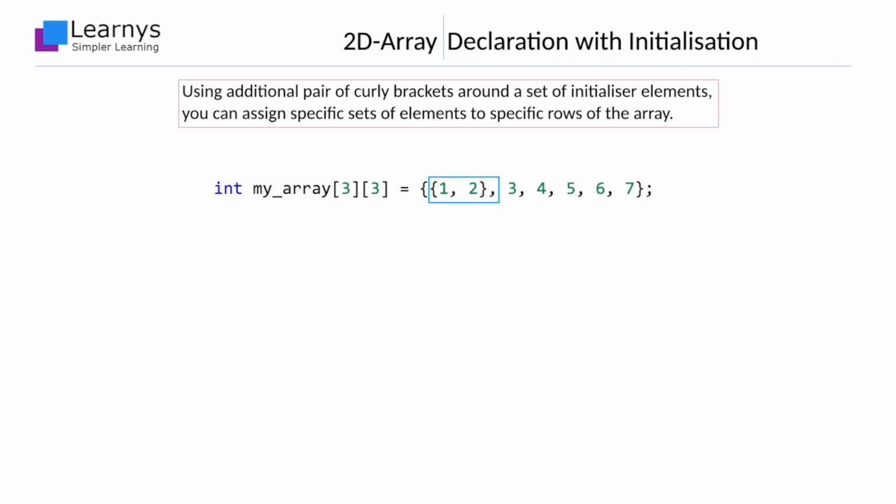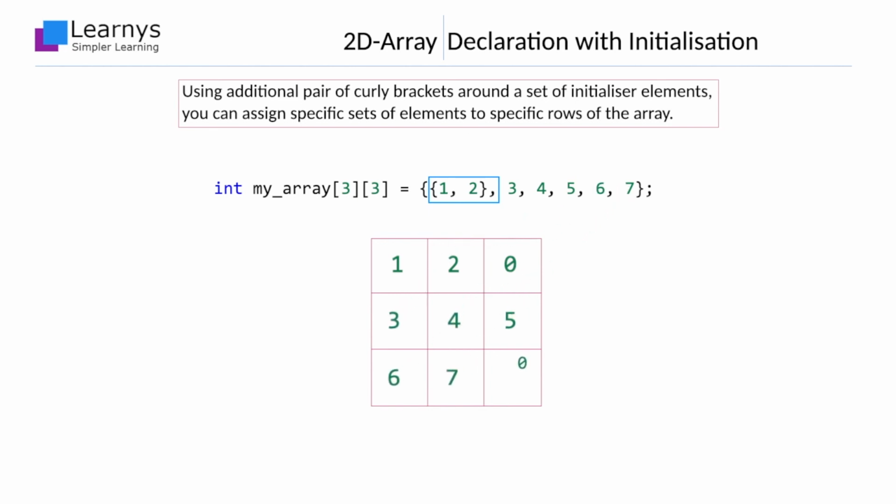In this statement, the initializer elements contained in the inner pair of curly brackets will be assigned to the first row of the array, which means that 1 and 2 will be assigned to the first and second cells of the first row, whereas the third cell will be initialized with 0 because the inner pair of curly brackets does not have a third initializer element. Starting from 3, the remaining initializer elements will be assigned as per the rules discussed before, which means 3 will be assigned to the first cell of the second row and so on.